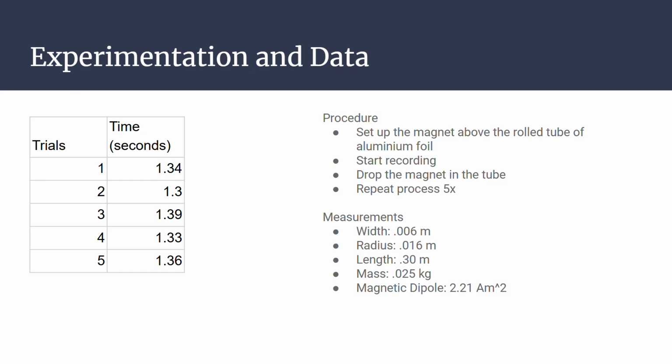So on the left, you can see all the trials that were done experimentally, and the procedure was basically to set up a magnet, have it fall through the tube, and record the time in which it took to fall. And then the measurements are also shown here, and these will be plugged into the flowchart.